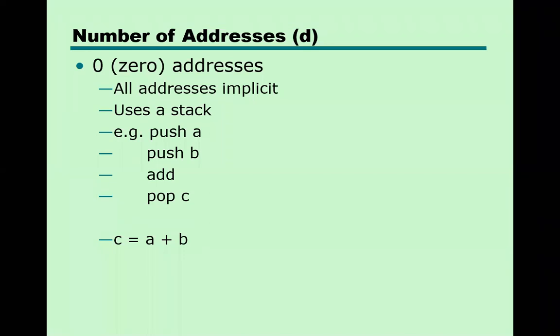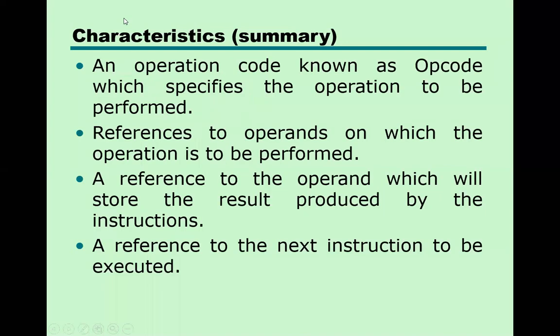So by this way, by using a stack, that is first come, last out. And queue, first come, first out. This is the concept you might have learned in data structure. So by using the stack, actually in zero addresses, we can perform the same addition operation.